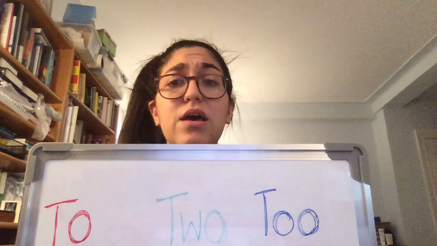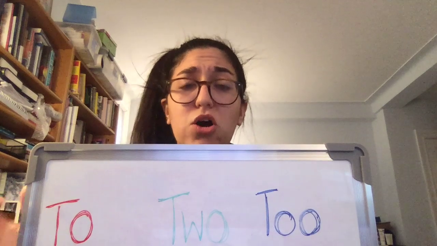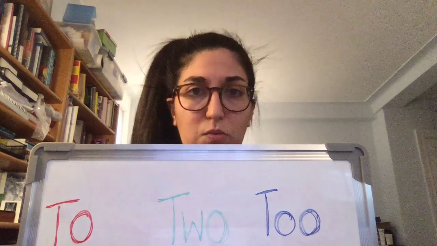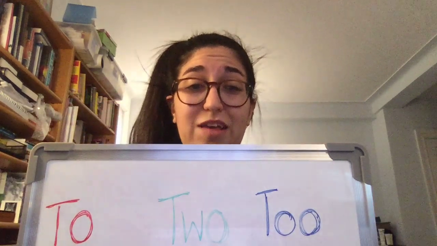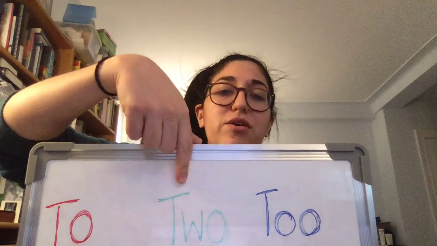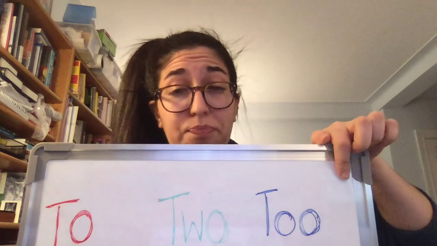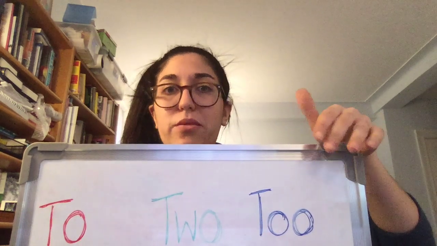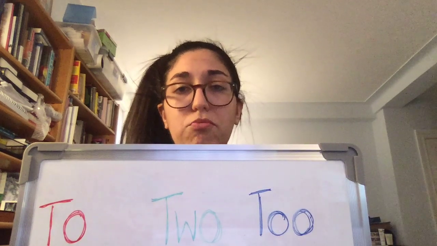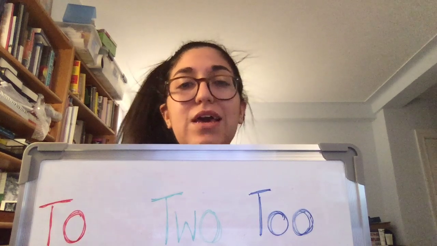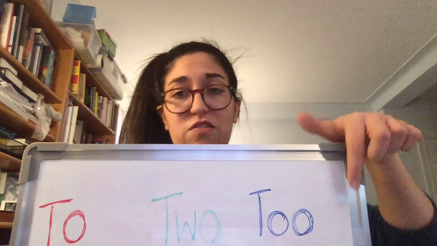So I like to think for this one, T-O, if it's talking about going somewhere, either in my mind or in real space, I'm going to use this. If I'm thinking about a number, it's this one. And if I could use the word also, or if I could end it with much, so that's too much, or I want to do it too. If I could say it's too much, then it's T-O-O.